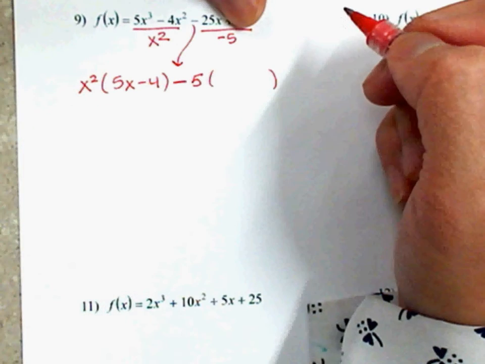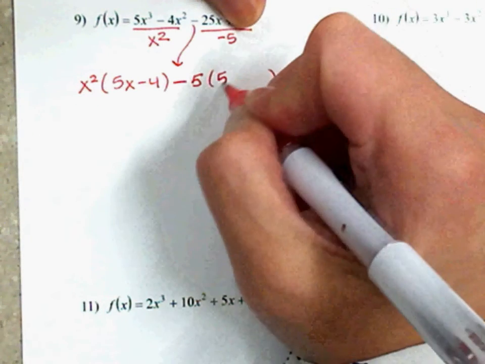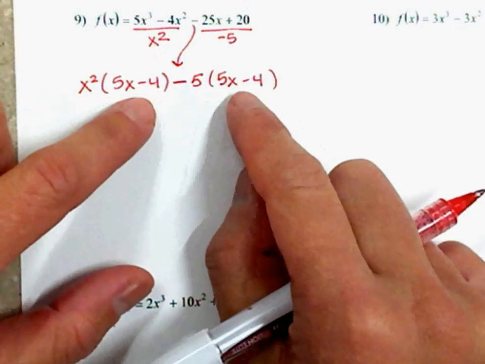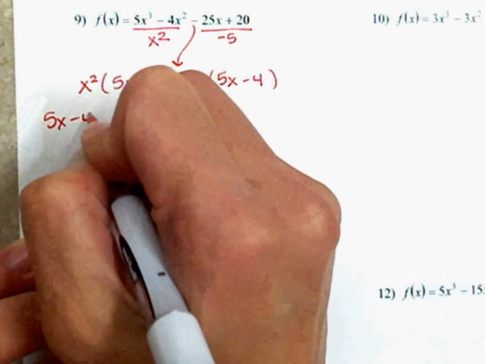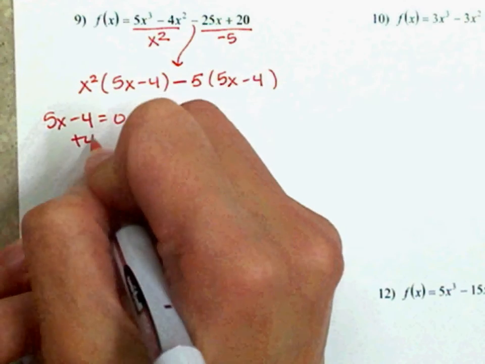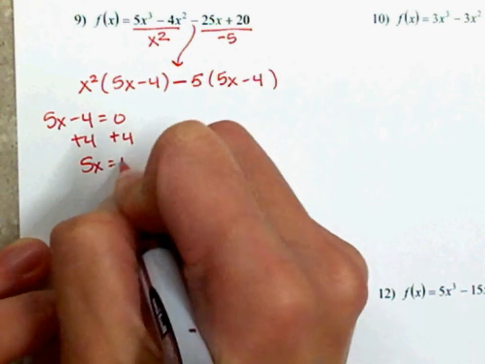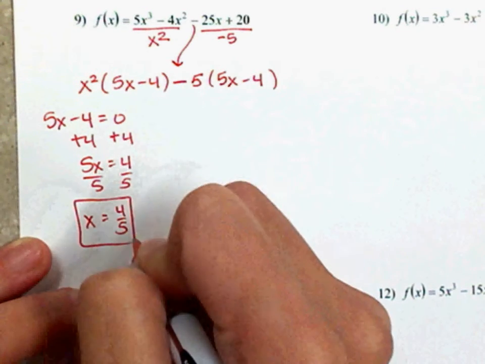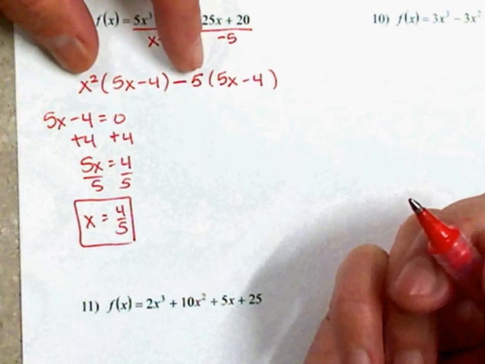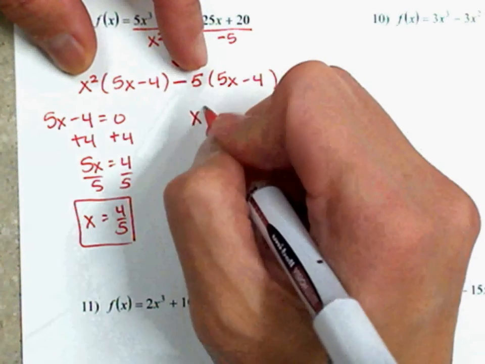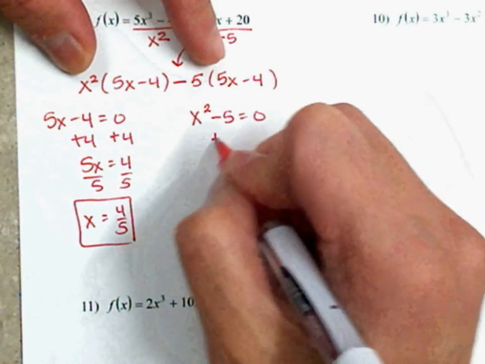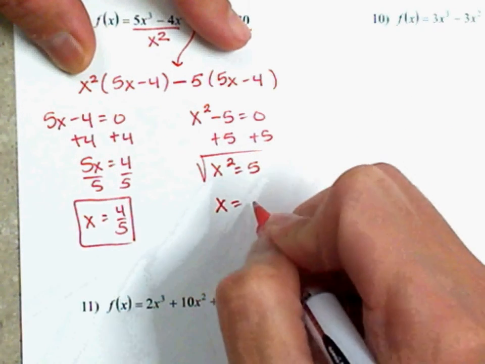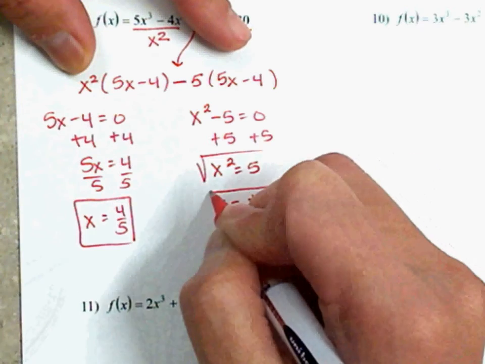Negative 25x divided by negative 5 leaves you 5x. 20 divided by 5 leaves you 4. These two should always be the same. So 5x minus 4 equals 0. Add 4. 5x is equal to 4, divide by 5. X is equal to 4 fifths. The two oddballs are different. Put those together: x squared minus 5 equals 0. Add 5 to both sides. X squared is equal to 5. Take a square root. X is equal to plus or minus the square root of 5. 1, 2, 3.